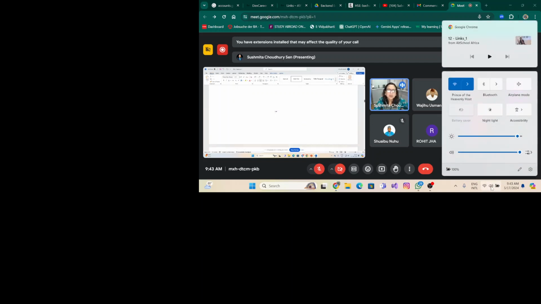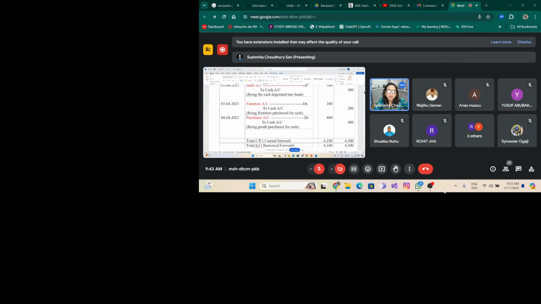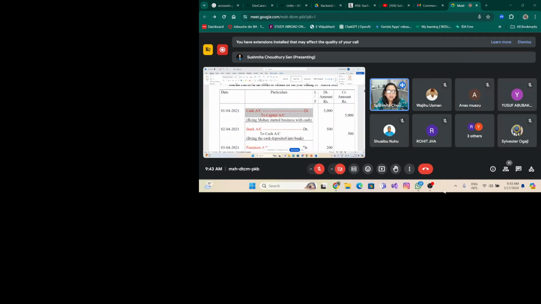So how to prepare the ledger? Let's learn how to prepare one ledger. Here I can say this is my first entry, cash account debit to capital account. As we are preparing the cash account, we will see the counter section, or the opposite section, of the cash account. In the opposite section of the cash account, we can see it is written to capital account. So we need to write in the ledger to capital account and the amount is 5,000.